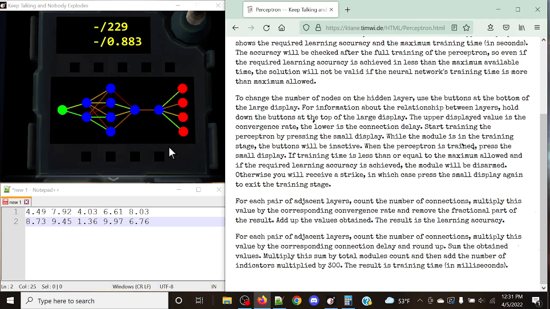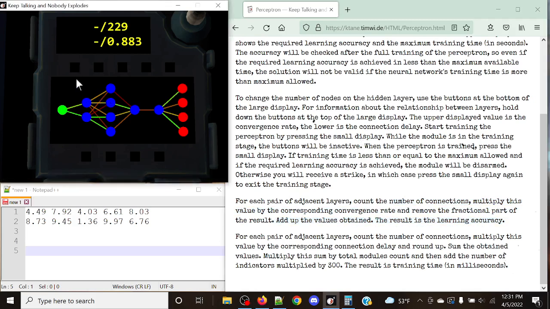So remember, our goal is to get the learning accuracy while keeping our time as low as possible. These 2 little formulas right here are going to show us how to do it. For each pair of adjacent layers, we count the number of connections, multiply this by the corresponding convergence rate, and remove the fractional part of the result. We add up all the results we obtain, and the result is going to be the learning accuracy. The convergence rate, as we remind ourselves, is the top display when we hold these buttons.